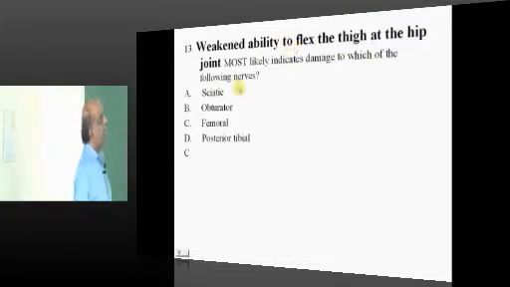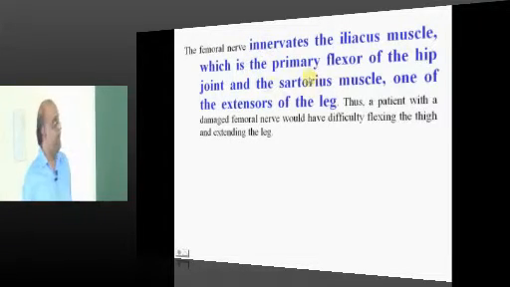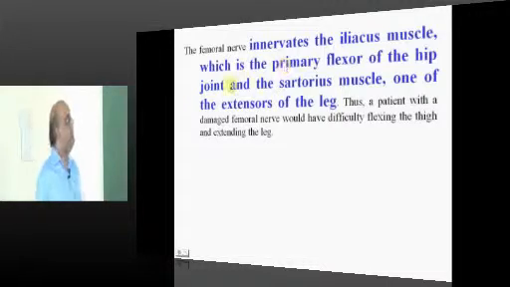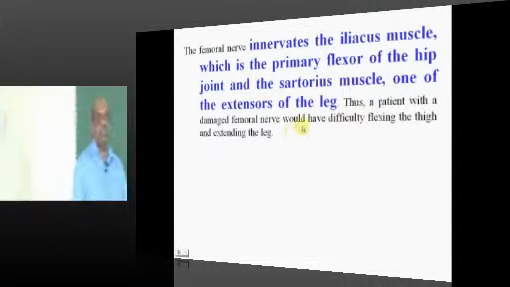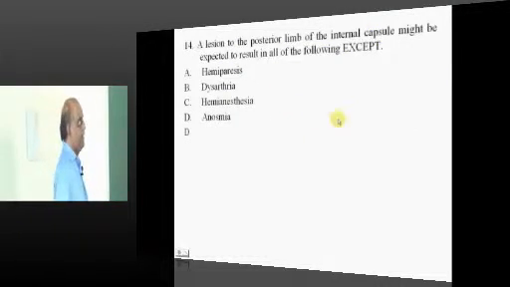If you can't flex the thigh at the hip joint, who is responsible? It is the femoral nerve which innervates iliacus, which is the main flexor in the hip, and the sartorius, which is the main extensor of the leg, is the one which is typically involved.